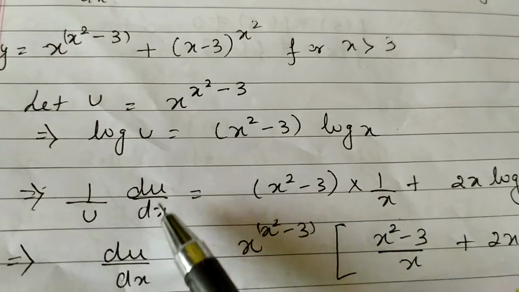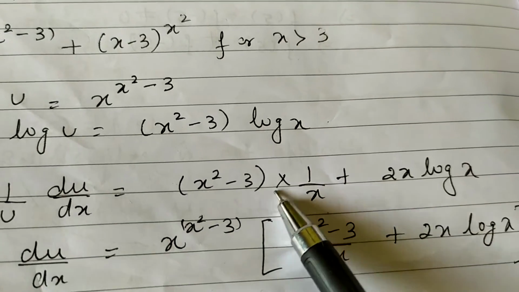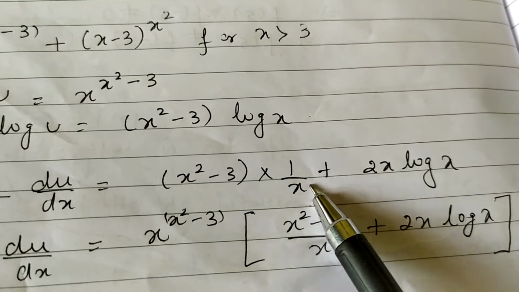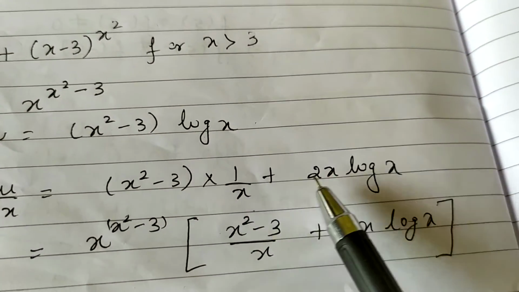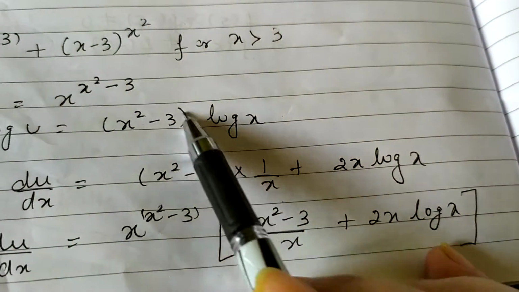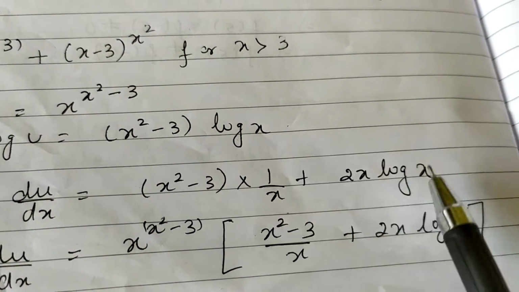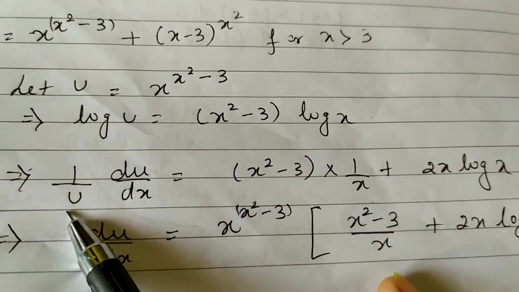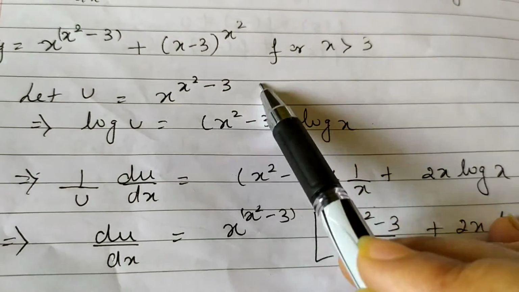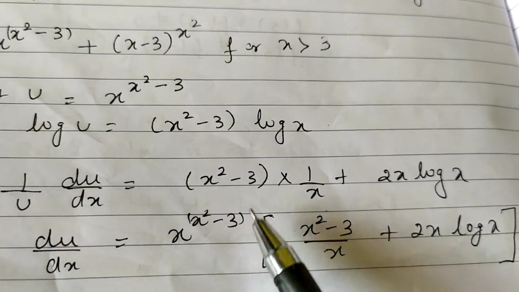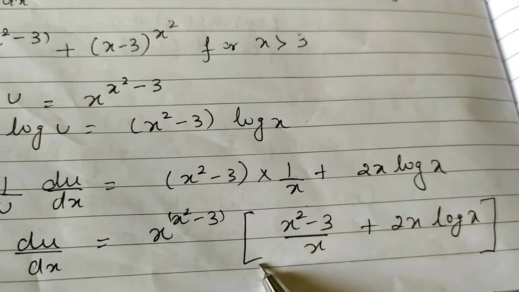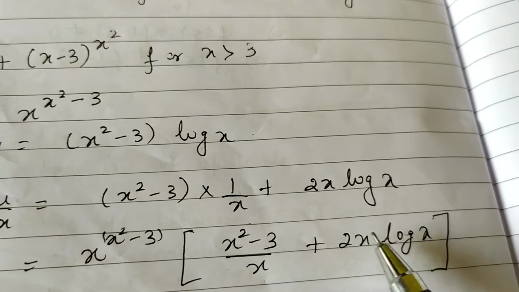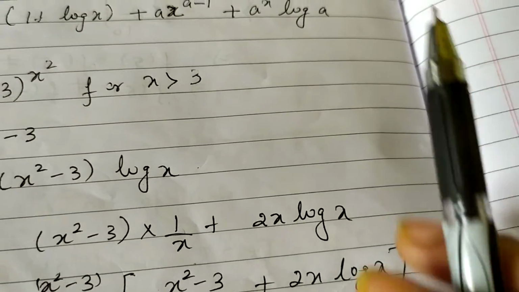1 by u du by dx is equal to x square minus 3 into 1 by x. Use the product rule, plus 2x, derivative of x square minus 3 is 2x, log x. So du by dx is u over here. U will come this side, and the value of u is x to the power x square minus 3, and this we'll write in the bracket: x square minus 3 by x plus 2x log x.